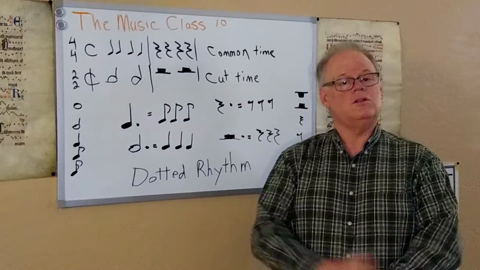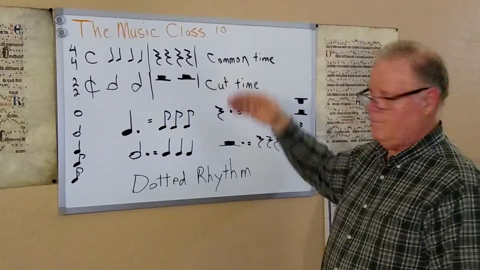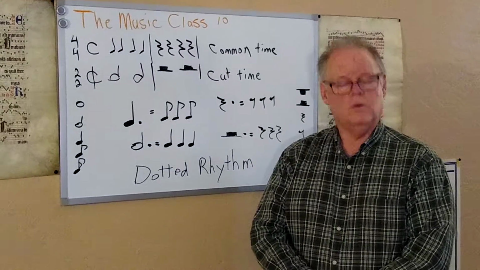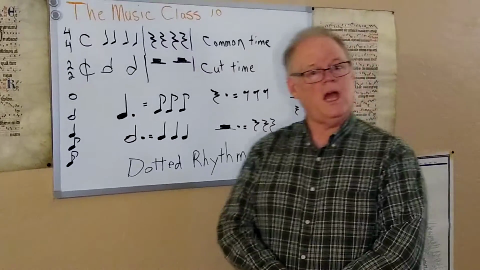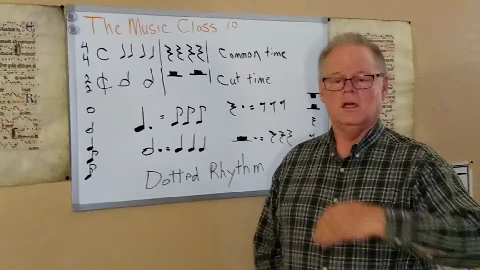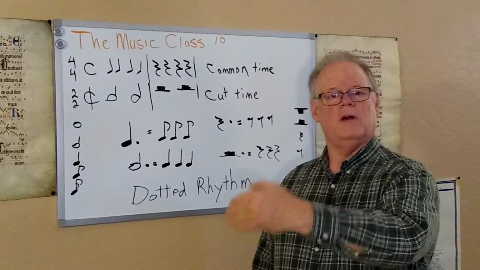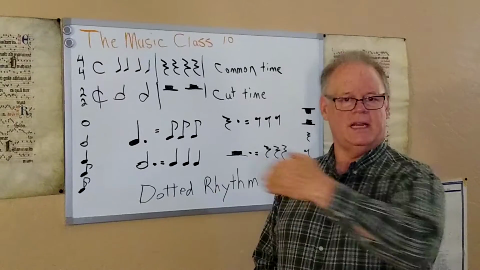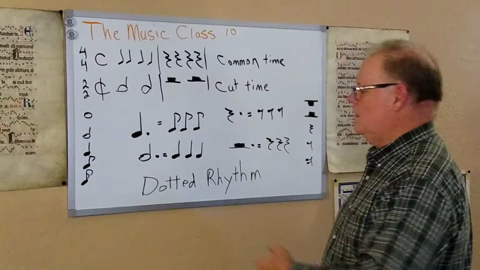So today we covered 2 topics: common time and cut time, and the dotted rhythm. We'll do some more clarification next time. And don't forget, you can always go back to the other classes that we have to review and catch up, or to learn more, if you need any sort of references.